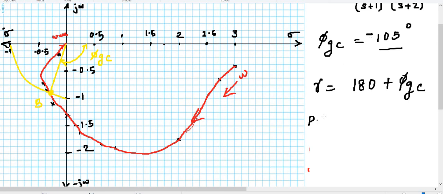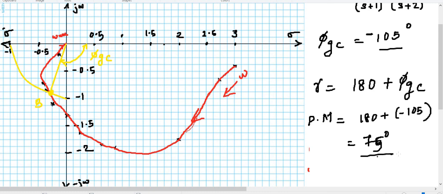And gamma, the phase margin, is equal to 180 degrees plus minus 105 degrees, that is approximately 75 degrees. 75 degrees will be your phase margin. So what will be omega GC? Omega GC will be the frequency at the point corresponding to B, because the polar plot meets the unit circle at this point B, and the frequency corresponding to this point B will be omega GC.